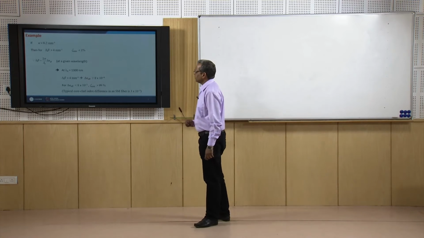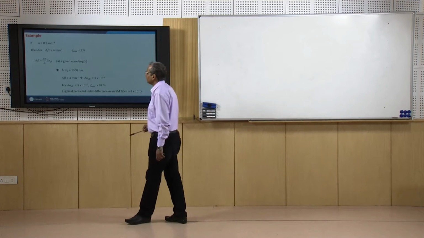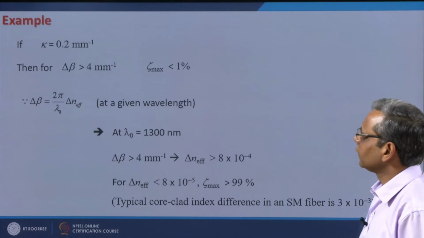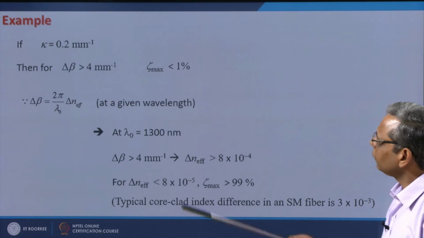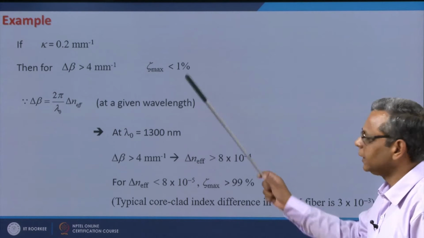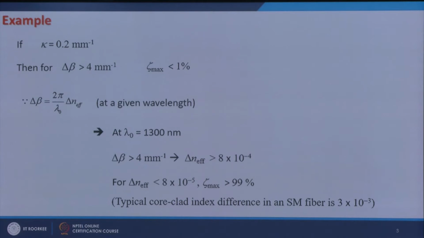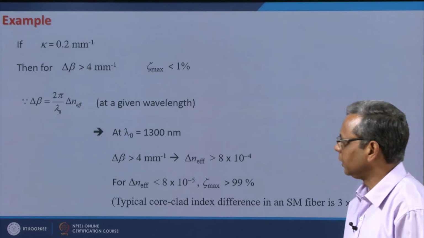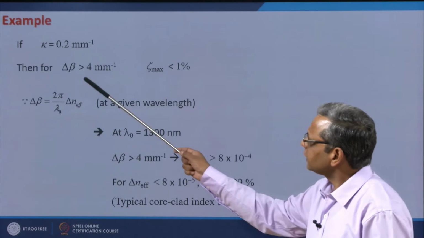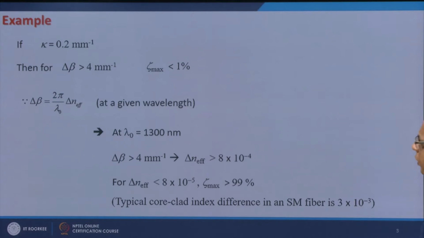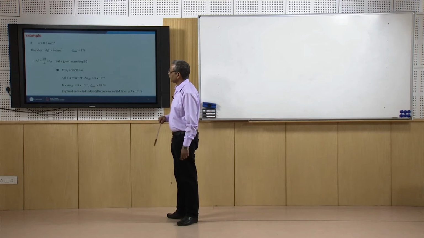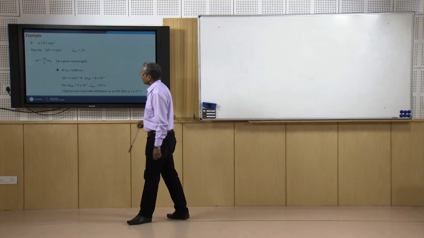Let us work out an example. If we take a typical value of kappa as 0.2 millimeter inverse, then we find that for delta beta greater than 4 millimeter inverse, zeta max would be less than 1%. This calculation is very simple and can be done very easily. How much is this delta beta? Let us work out some numbers and have a feel of how much this delta beta is.